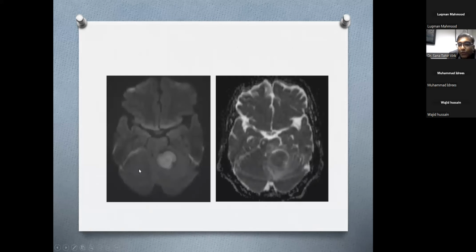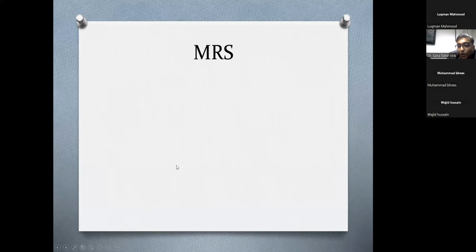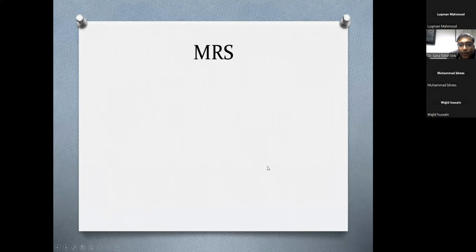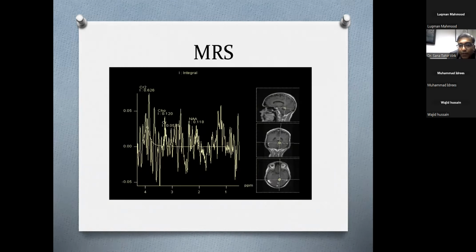Then we have the diffusion weighted image and the ADC sequence. The same lesion is showing a hyperintense signal on the diffusion weighted image, and on the corresponding ADC map, this lesion is showing hypointense or dark signal. So this phenomenon is called diffusion restriction. This lesion is showing diffusion restriction on MRI, which means it is appearing hyperintense on DWI and hypointense on ADC sequence. We also did the MRS, the MR spectroscopy of this patient.